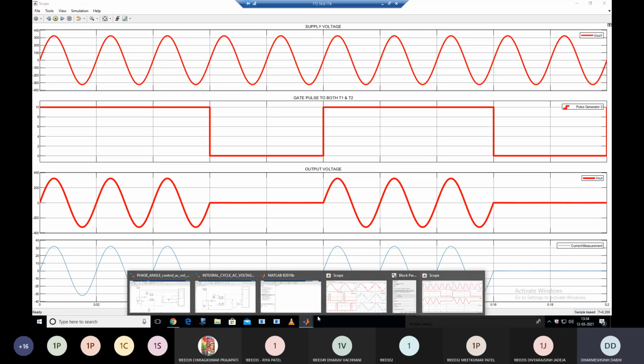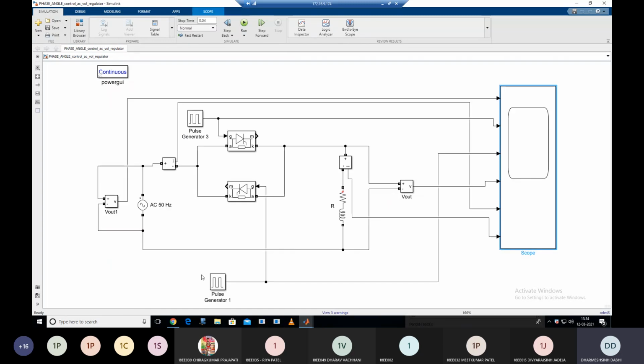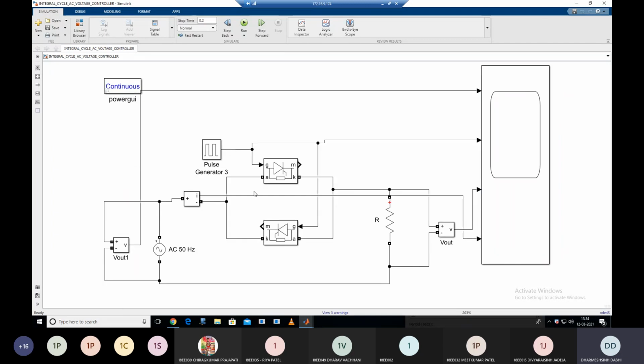Is there any doubt to anyone in this simulation? The circuit diagram is as it is for both simulations, you just change the control. Clear? So actually there are 3 simulations here. We studied first phase angle control for R load, then RL load, and the third one is this integral cycle control method. Clear? So I hope all of you have understood this simulation of the AC voltage controller. If you have any doubt, you can ask the question. Otherwise, we have completed this lab session.